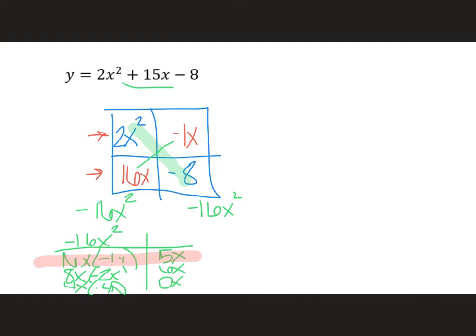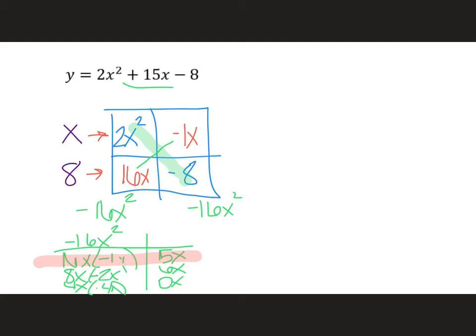So what I want to do now is find the greatest common factor of those groups. Between 2x squared and negative 1x, the greatest common factor is x, because 2 and negative 1 don't have anything in common except 1. And between 16x and negative 8, the greatest common factor would be 8. You can also find the greatest common factor of your columns, but I actually think it's easier just to figure out what they would have multiplied by to make those boxes.